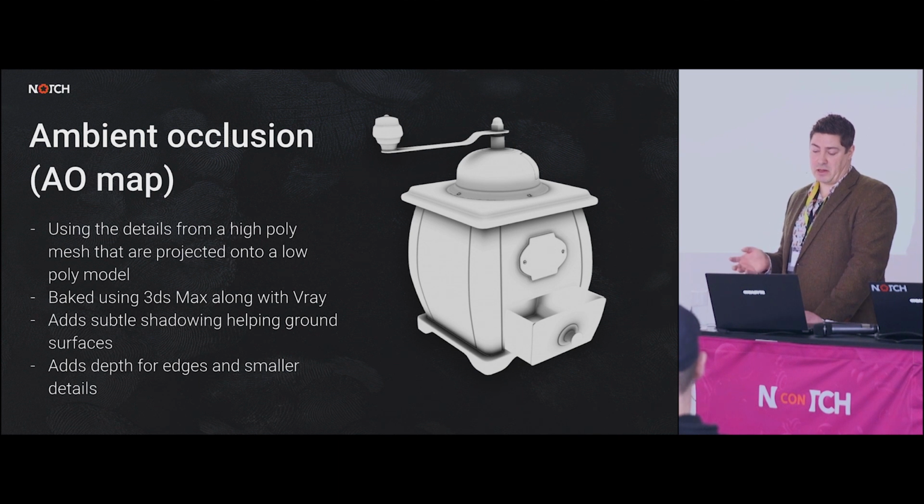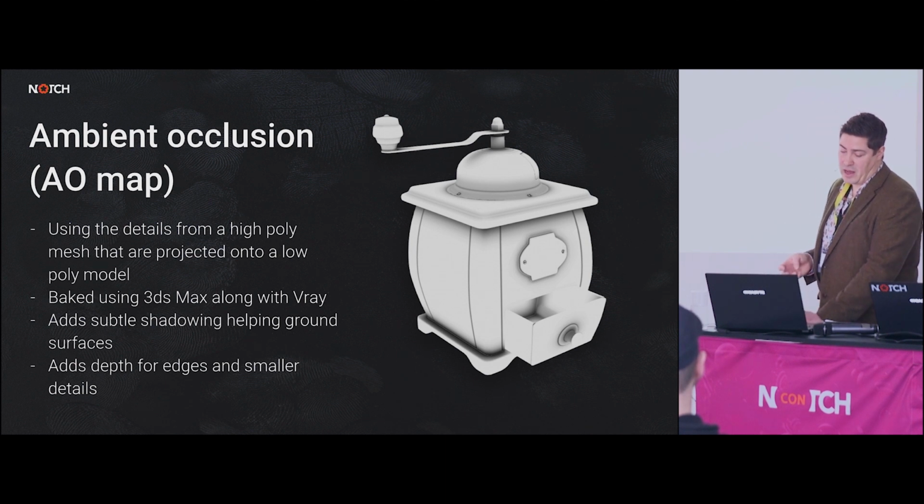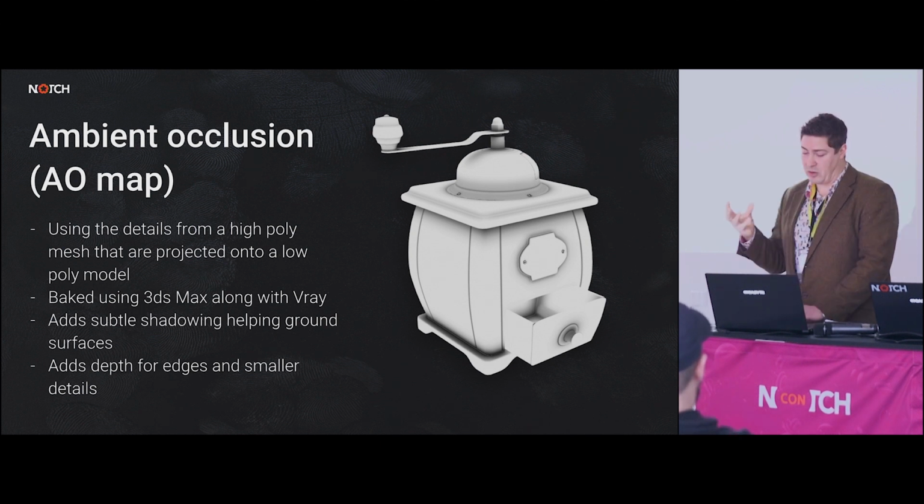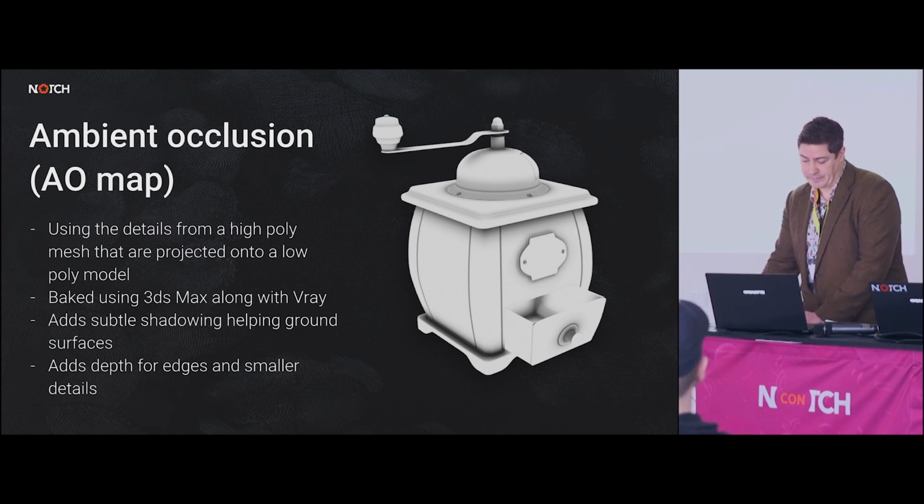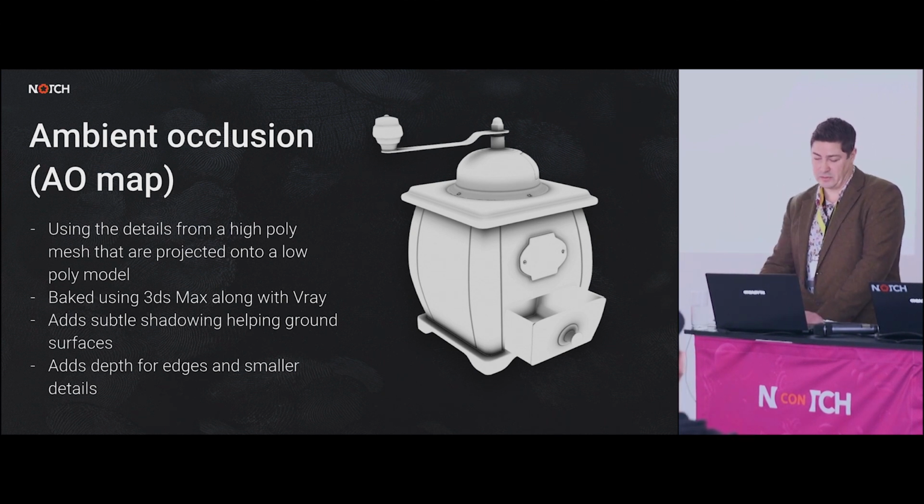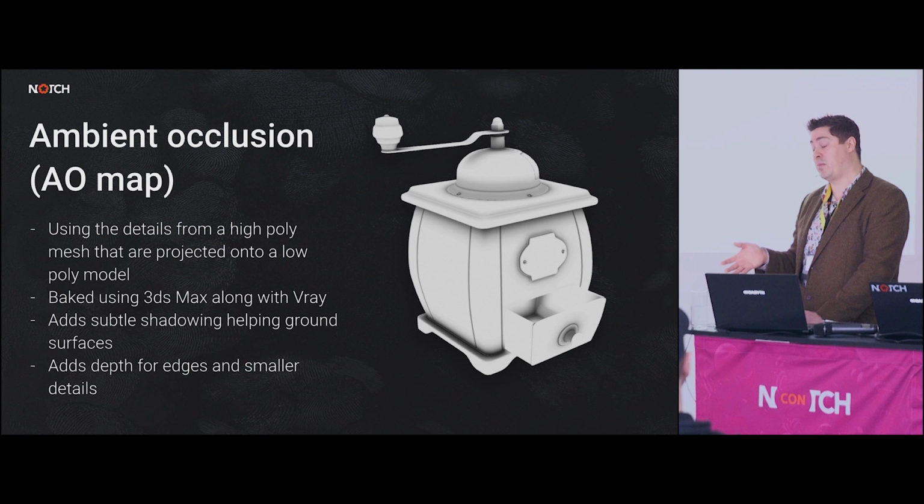So why do we have the ambient occlusion map? Because it adds subtle shadowing, and it helps ground objects to the surface they're sitting on. It also helps add depth to the object, adding smaller details, shadowing around things like the plate on the front. You can see you've got the details around the handle on the front of the drawer. It just helps punch the object a little bit more and make it feel more three-dimensional. And also using the details from the high poly mesh, it adds the extra details to the low poly mesh that you wouldn't be able to model.